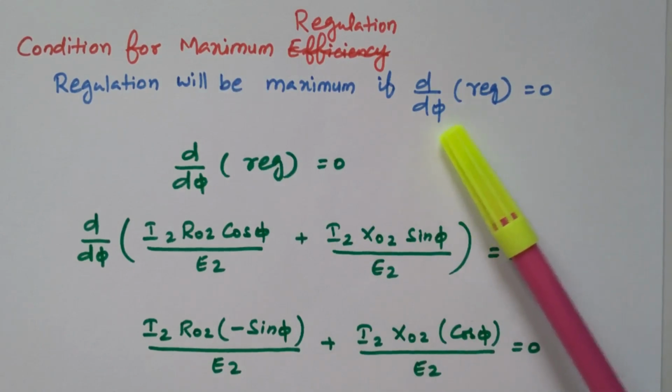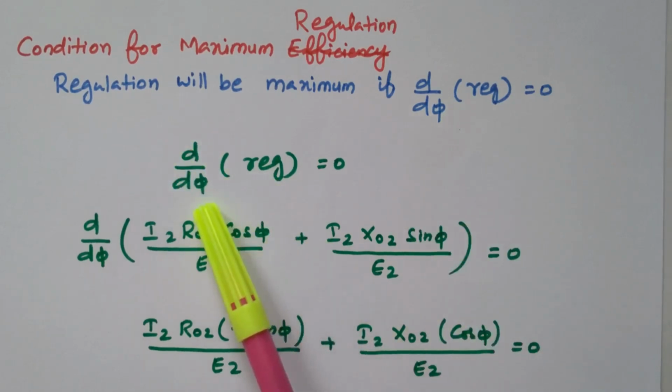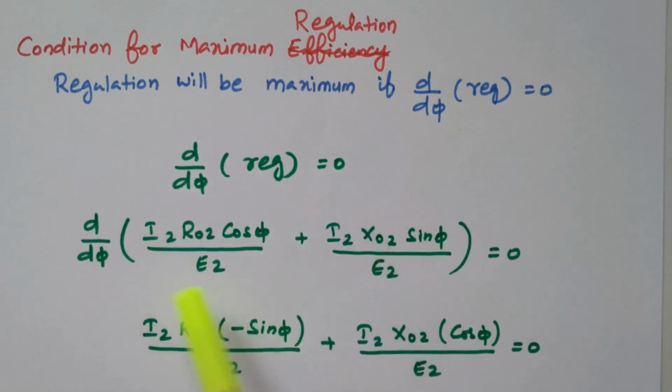Which parameter we need to differentiate, that we need to decide, that is phi. Here we are discussing the angle phi, because that is the angle between current and voltage. So the differentiation of the regulation equation with respect to phi is equal to 0. So d by d phi of this regulation equation is I2 R02 cos phi divided by E2 plus I2 X02 sin phi divided by E2 equal to 0. So we need to differentiate this equation with respect to phi.